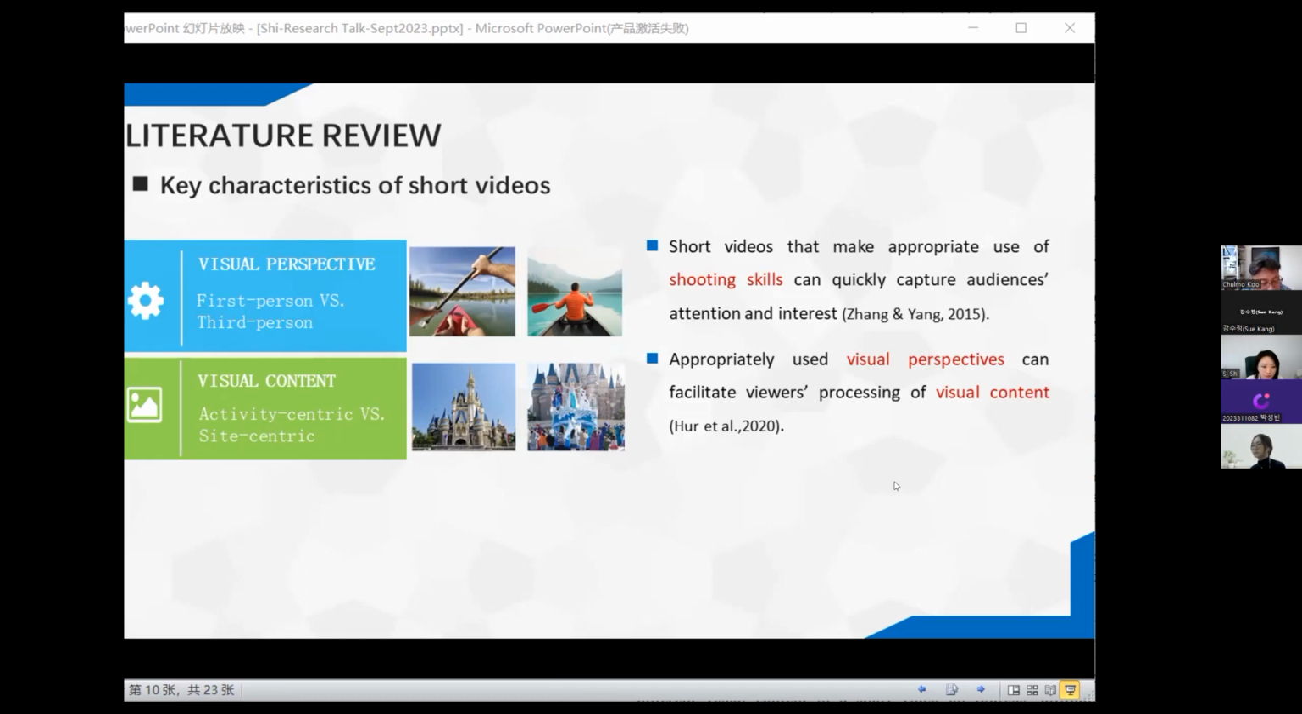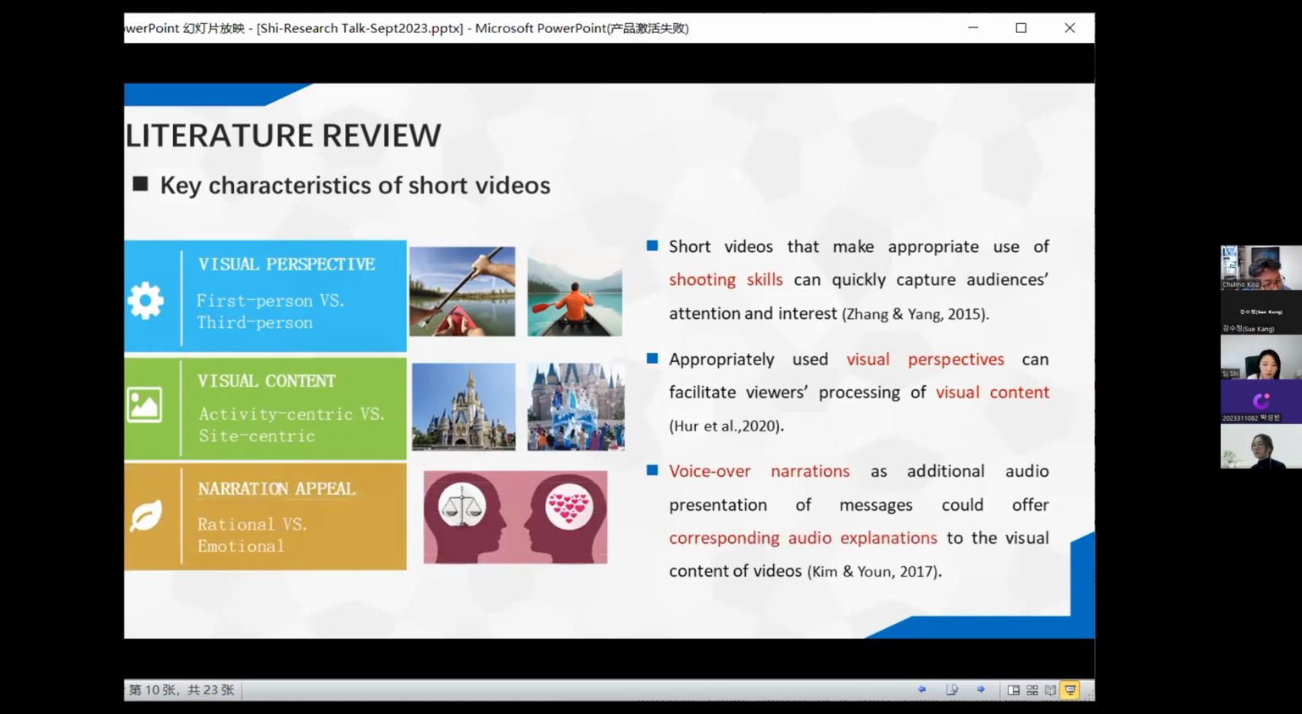Okay, and for the third variable, narration appeal, as I just mentioned, in addition to the above visual elements, the voice-over narration presents one of the most important verbal interpretations of the short video. The narration message actually plays a role similar to the audio caption of films, which provides essential information to move the story along. And they also present some key product information that will appeal to the audience. Research on the narration appeal has suggested that rational and emotional appeals are most commonly used to communicate either the utilitarian or hedonic purposes of the products or services to motivate the consumers.